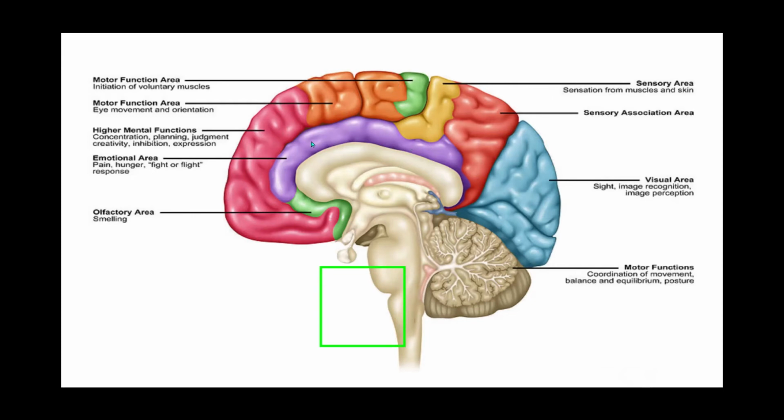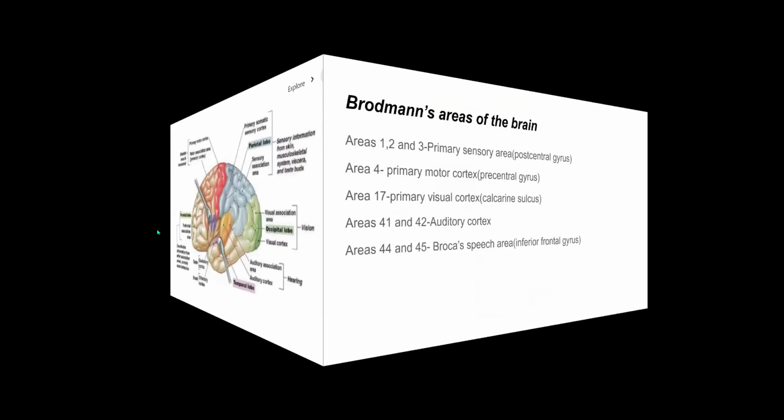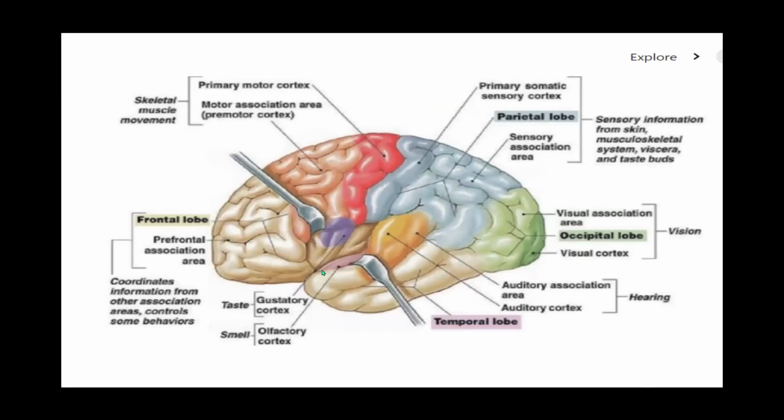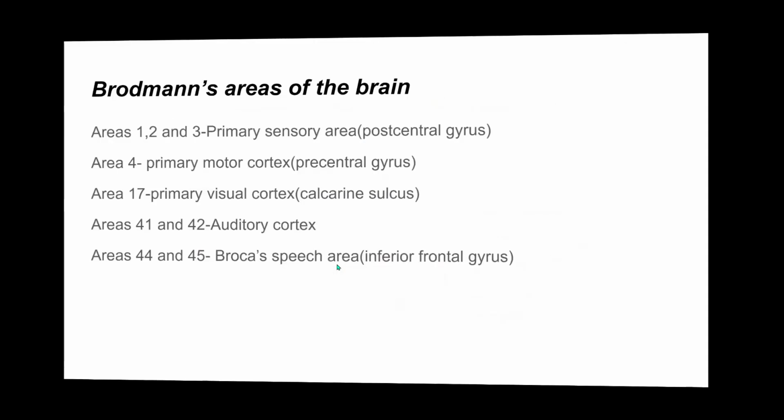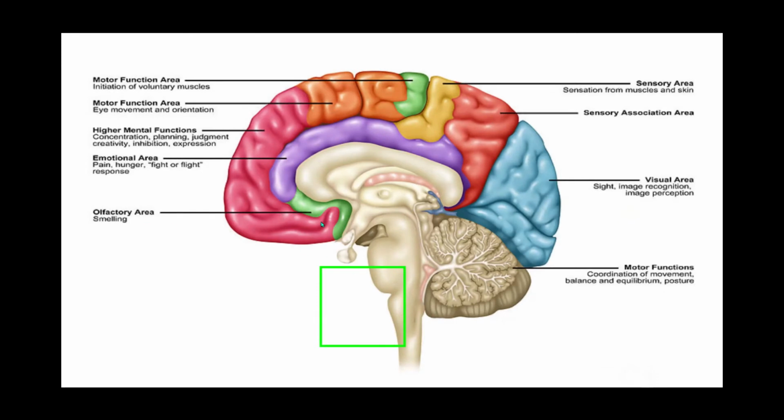This is the cingulate gyrus, which plays a role in regulation of emotions, pain, hunger, and the fight or flight response. And this is our olfactory area, which we saw when the superior temporal gyrus was reflected. So olfaction means smell, and the olfactory area is right there.